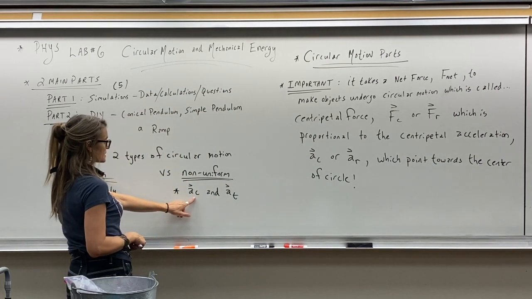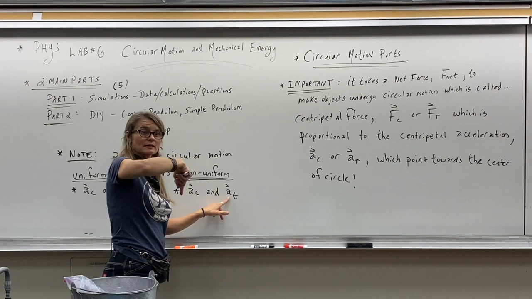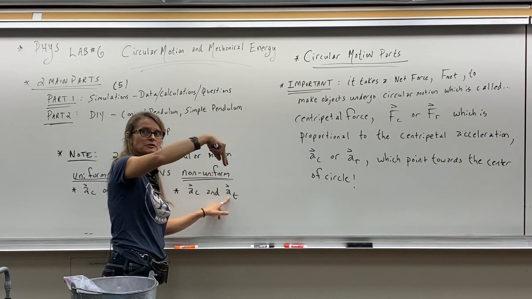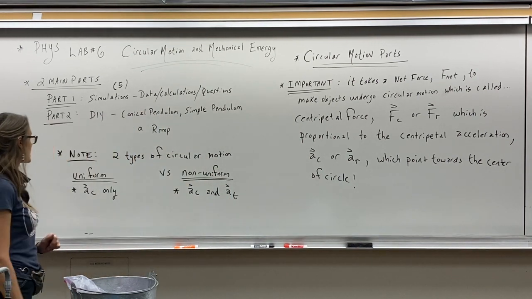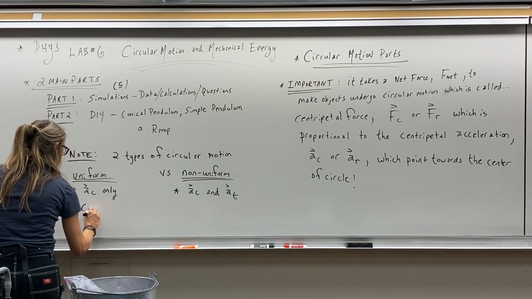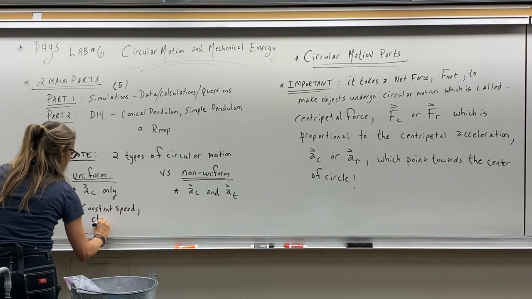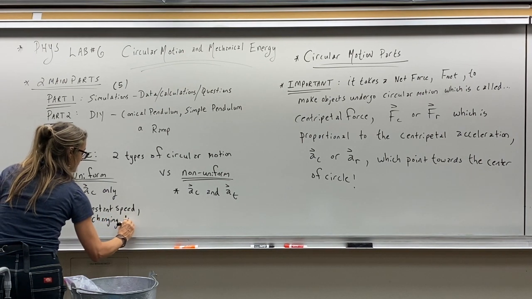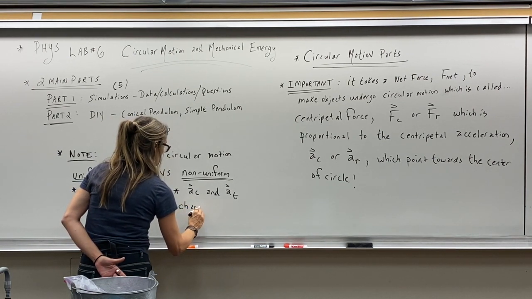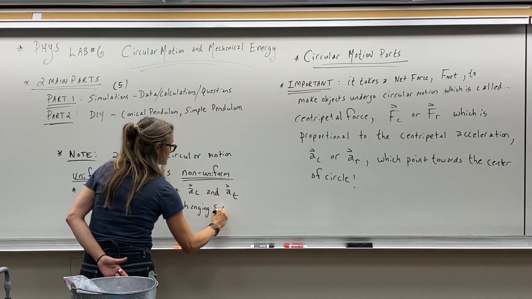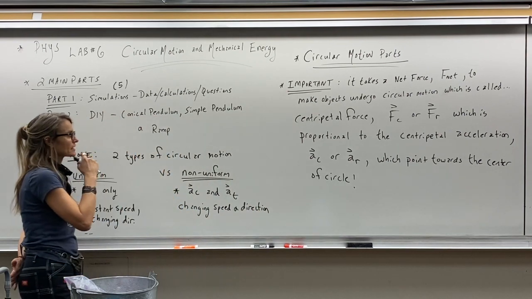Non-uniform has that center-seeking acceleration, but also is changing speed. You could speed up as you're going around a circle, like a car driving at 20 miles per hour, 25 miles per hour, 30 miles per hour as it goes around a circular path. That's an example of non-uniform. So this is constant speed, changing direction, and this is changing speed and direction. And you could show this vectorially.